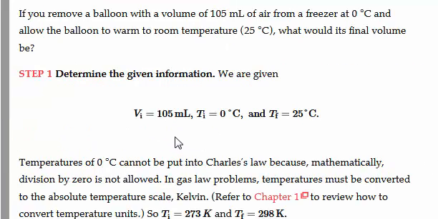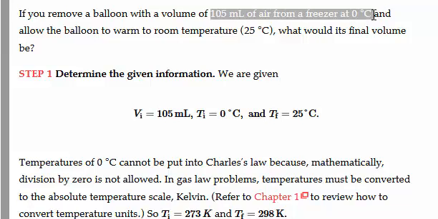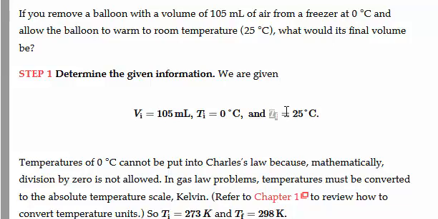So the very first thing we want to do is identify what our variables are. We have an initial condition where our initial volume is 105 milliliters and our initial temperature is 0 degrees Celsius. And then we are trying to find our final volume, and we are given a final temperature. Looking at the equations for Charles' Law, this equation right here is the one we're going to use, where we're solving for the final volume.